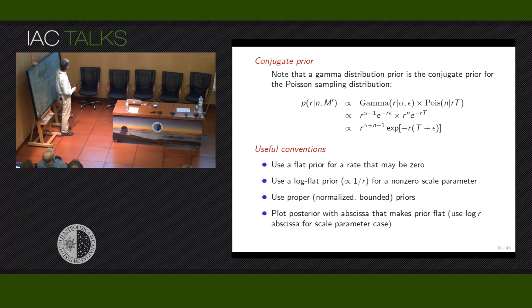So that's the simple Gaussian case. Let's do a slightly more complicated one, but I just want to point out one convention that I like to follow in my papers. When I'm using non-informative priors, I plot the posterior with an abscissa that makes the prior flat. In the case I just did with a flat prior, I would just plot the posterior as a function of r. But if I had used the 1 over r prior, I would plot the posterior as a function of log r, changing variables so everything looks like log r. In log r space, the prior is flat.